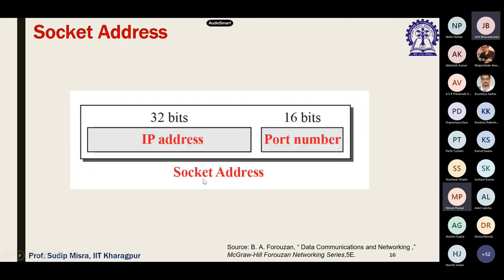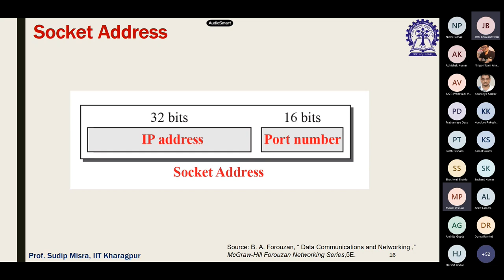Every socket has some address, right? It is called the socket address. The socket address is comprised of two parts. One is the IP address, the other one is the port number. A 32-bit IP address with a 16-bit port number together forms the socket address. IP address with port number is the socket address. So this is the socket, nothing big.